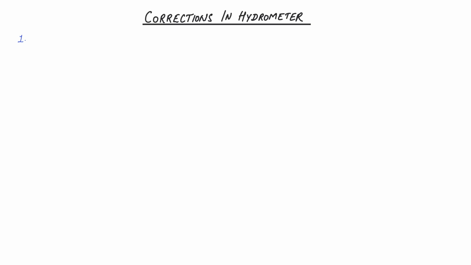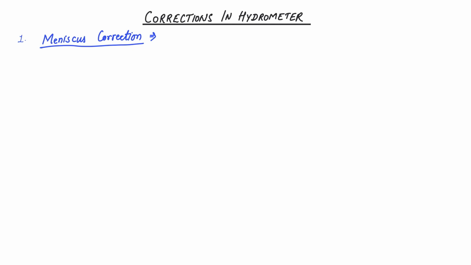of the liquid. So there are a total of 3 corrections that we are going to understand in this lecture. The first correction is the meniscus correction. What is meniscus? This meniscus is actually taught in fluid mechanics, and it is the curved free surface of the liquid.